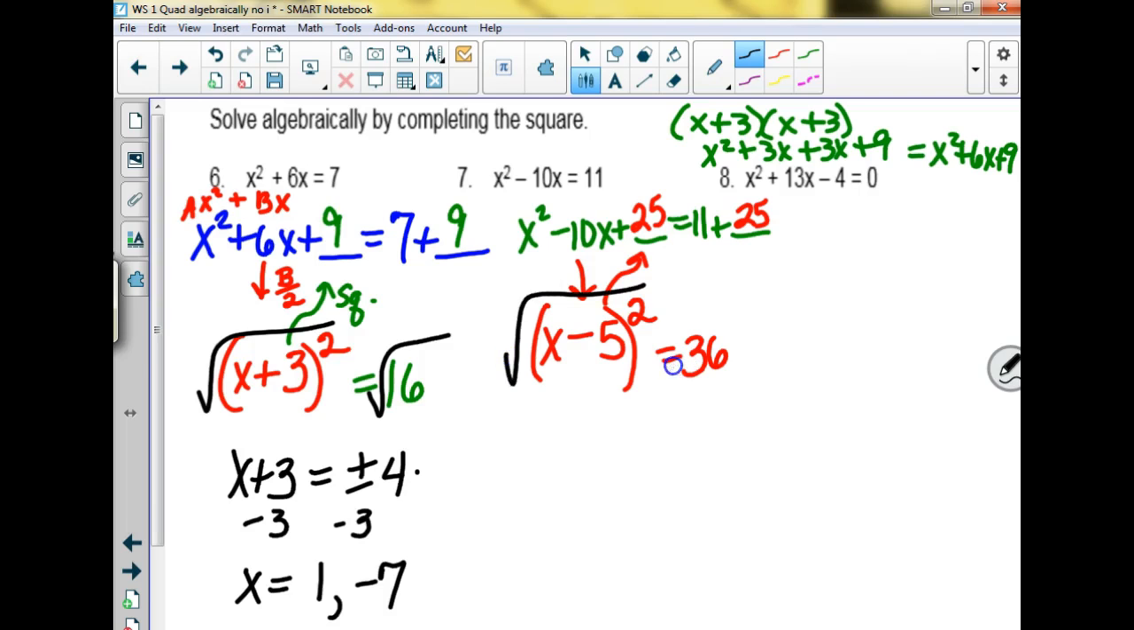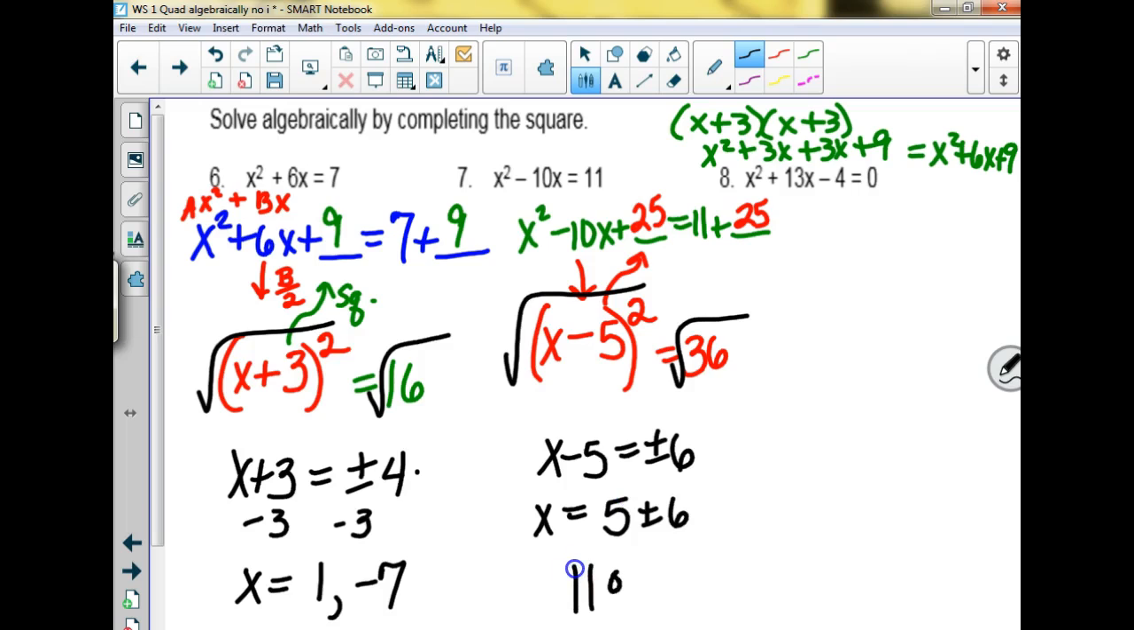Because if I square root both sides, what will I get? Plus or minus 6. So if I add the 5 over there, I'll have 5 plus or minus 6, which is 11 or negative 1. Both of those solutions would work, okay? If you put it back in, you'd get 121 minus 110, which would be 11. If you put a negative 1 in, you'd get 1 plus 10 is 11. They both work.